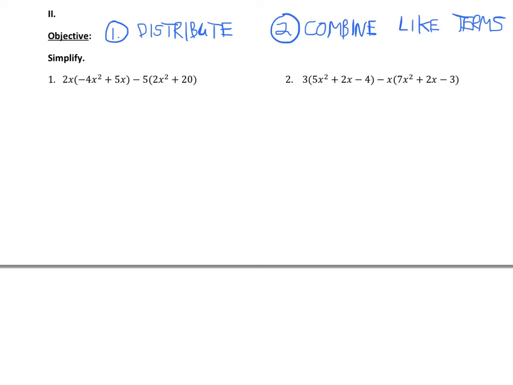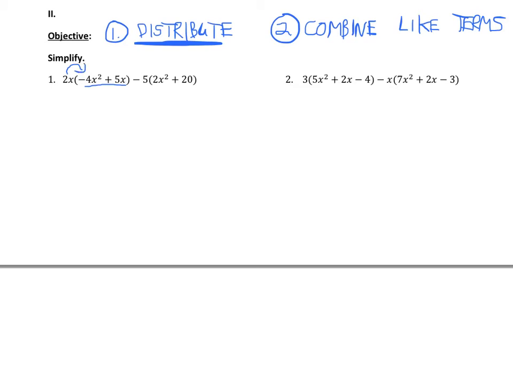Let's see here. So if I do number 1, actually 1 and 2, you can see there are two sets of parentheses. And if you look at number 1, this negative 4x squared plus 5x, you can't combine those. They're not like terms. So in order to get rid of the parentheses, we have to distribute first. And I'm going to have to distribute twice because I want to get rid of both sets of parentheses. So number 1, I'm going to distribute this 2x.